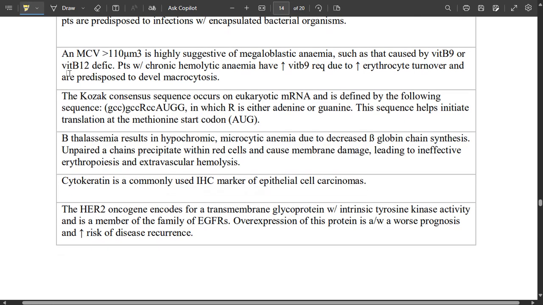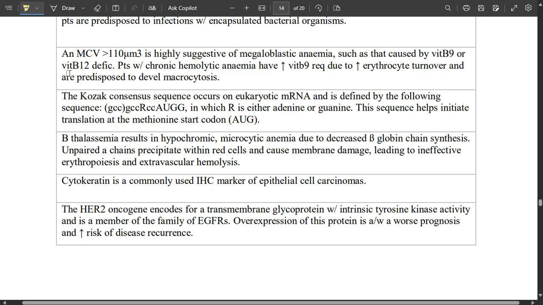Understood. An MCV more than 100 cubic micrometers is highly suggestive of megaloblastic anemia, such as that caused by vitamin B9 or B12 deficiency. So folic acid or B12 deficiency causes megaloblastic anemia with MCV more than 100.